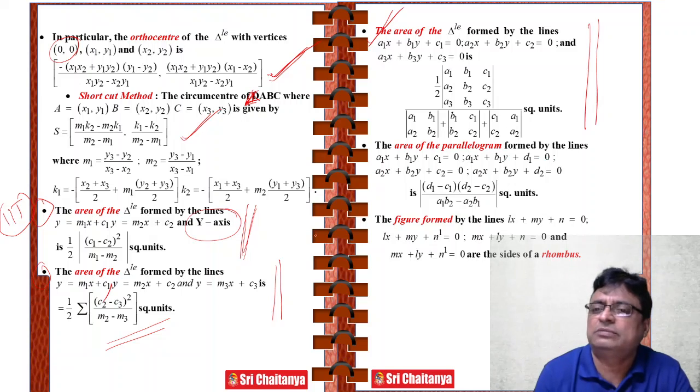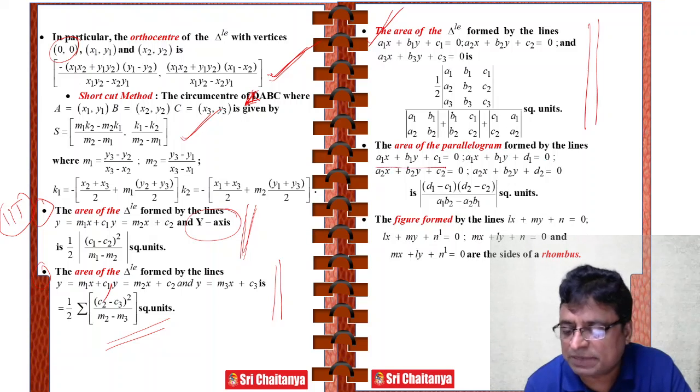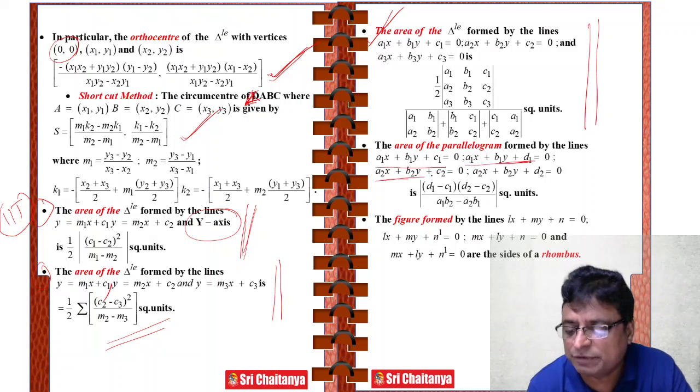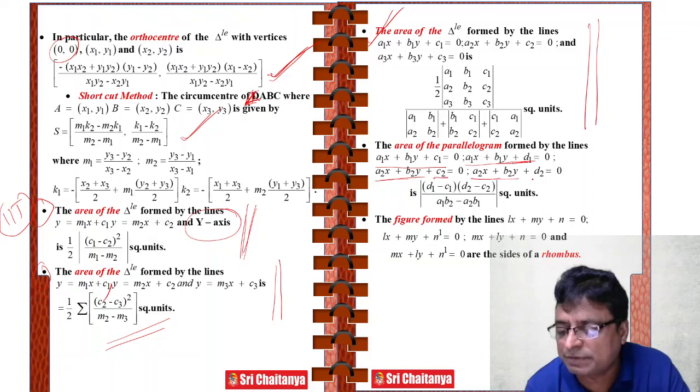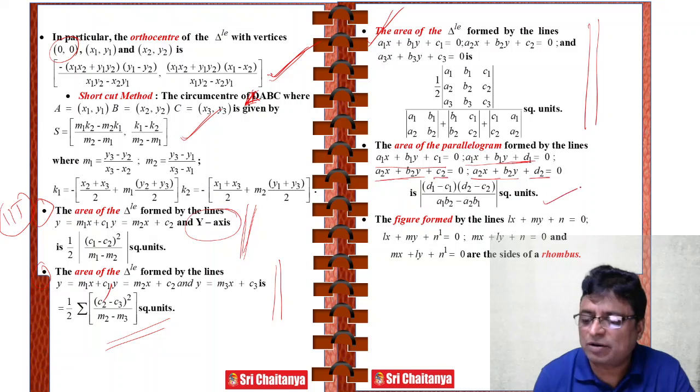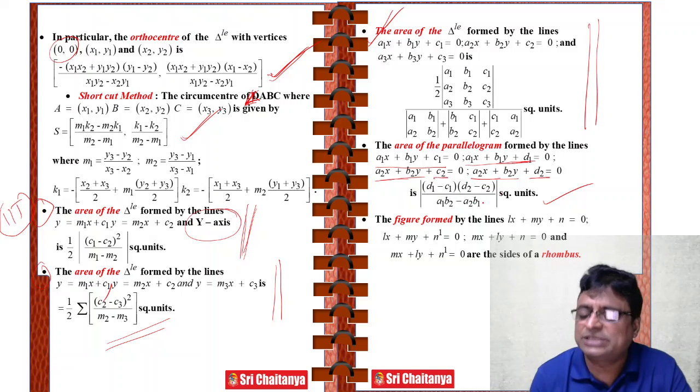And similarly, the area of the parallelogram formula. See, a1x plus b1y plus c1 equal to 0, a1x plus b1y plus d1 equal to 0, a2x plus b2y plus c2 equal to 0, a2x plus b2y plus d2 equal to 0. Then the area of the parallelogram is what? Modulus of (d1 minus c1) into (d2 minus c2) by (a1 b2 minus a2 b1) square units.